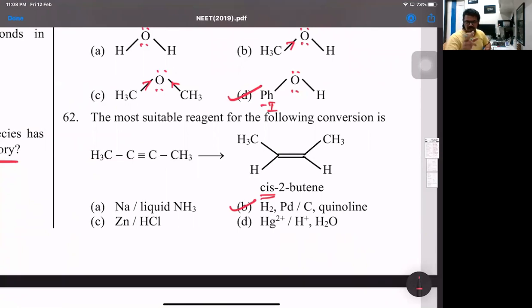It will give cis. And if you use option A, sodium in liquid ammonia, then that's going to give you trans-butene, which you also call Birch reduction. Okay, so 62 is B. This is the word to catch, cis.